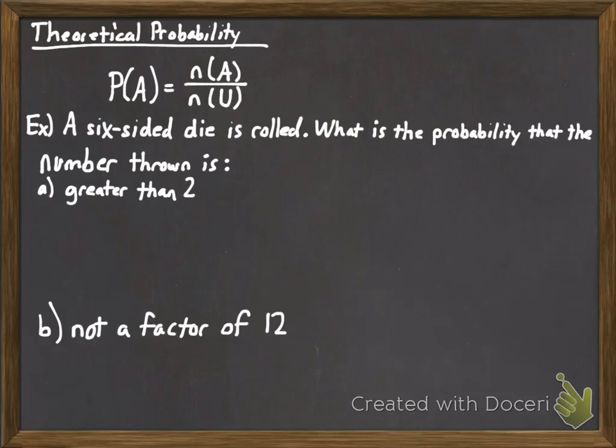Okay, now, for the types of probability that we're learning. The first is theoretical probability. And this is the probability that you're most used to using. Now, I need to give you a formula that you use to find theoretical probabilities first.